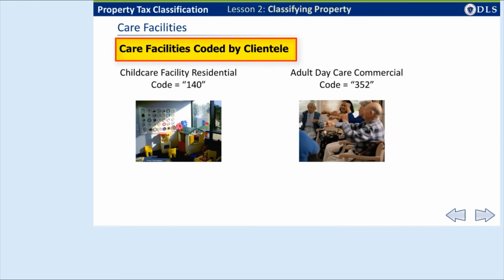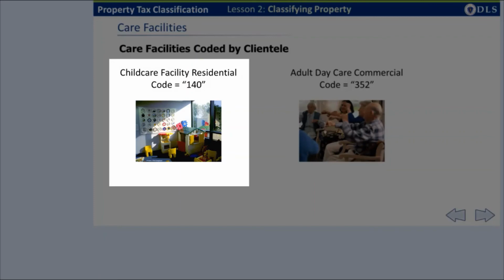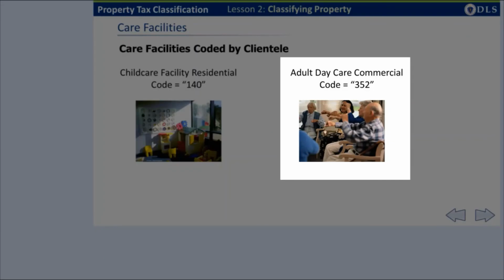Care facilities are classified uniquely. They are coded according to their type of clientele. Child care facilities are considered residential and are assigned a state use code of 140. To qualify as a child care facility for classification purposes, a property must satisfy the statutory definition of a daycare center or a school-age child care program. On the other hand, adult daycare facilities are considered commercial class and are assigned a state use code of 352.